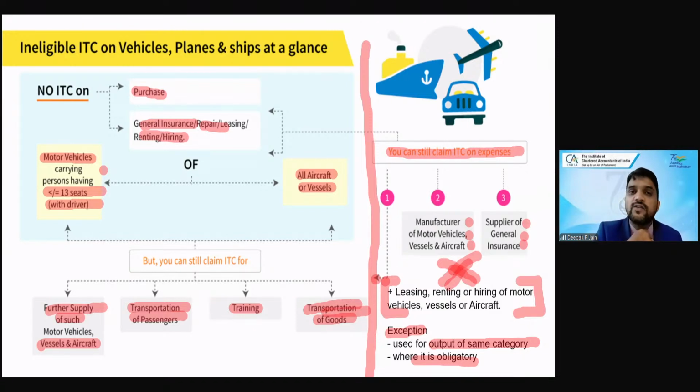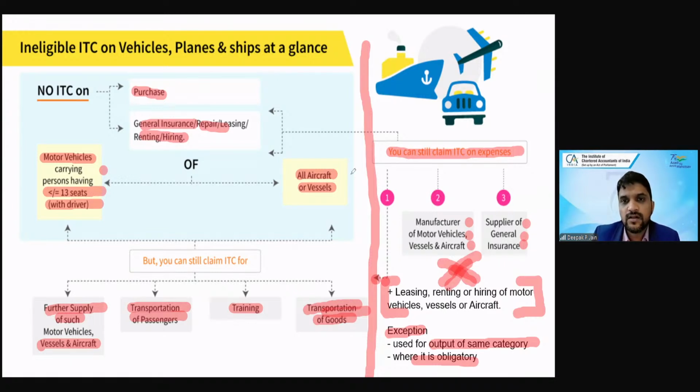No, if he's charging 12%, Hardik, then he can claim the ITC. But sir, it is on lease of a vehicle. Correct. Still, he can claim it because he is into the business of transportation of goods. So sir, it is an exception. Correct. Okay, sir. And sir, any example for use for output of same category?